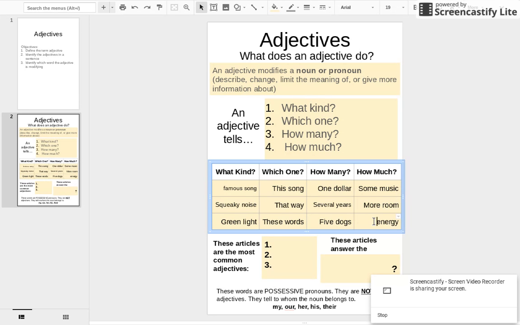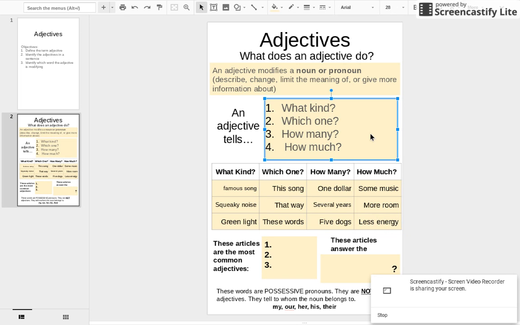And how much energy do you guys have on a Monday morning? Less energy than you need. So less is an adjective modifying the word energy, describing the word energy and telling how much of it there is. So it's very important that we don't forget about these 3 categories. We often learn that adjectives describe what kind, but we forget that adjectives can also tell us which one, how many, and how much. Adjectives can do many things in a sentence.